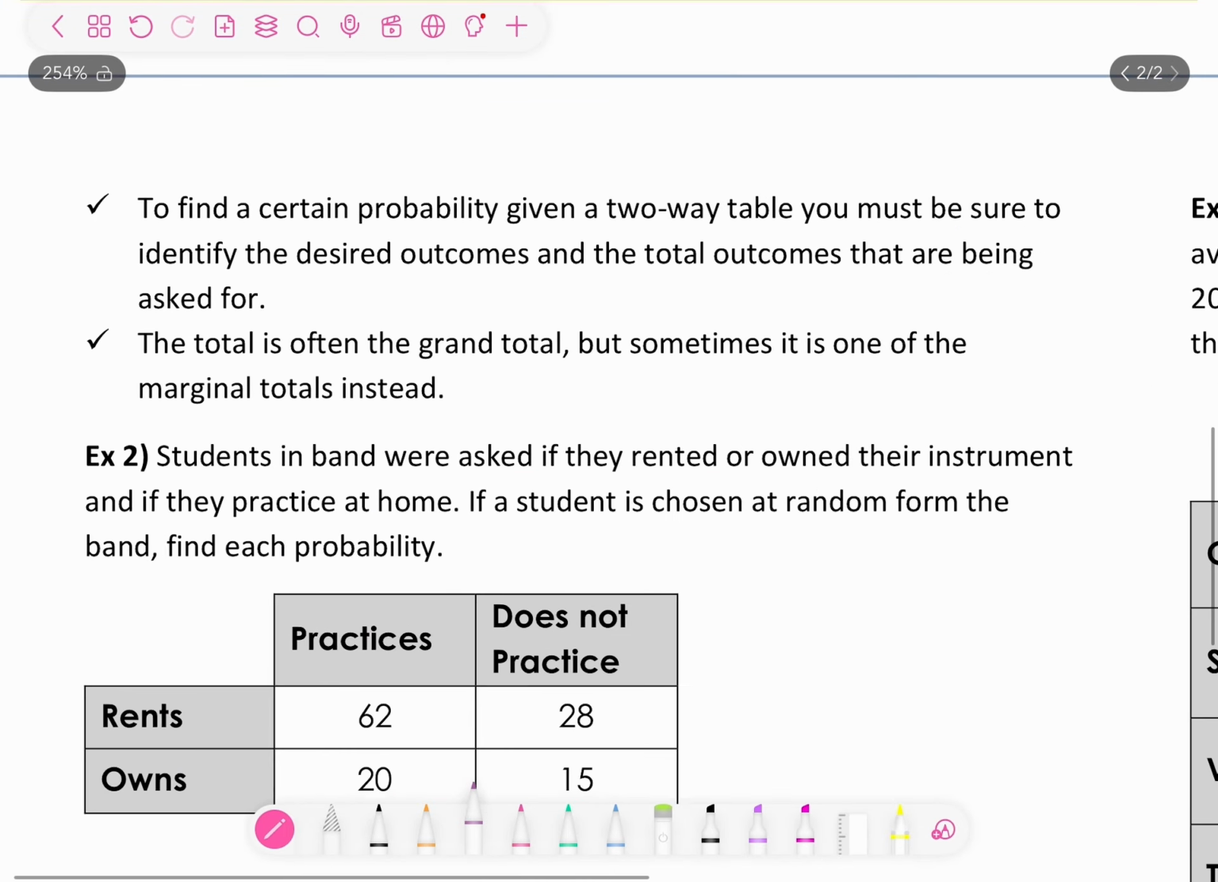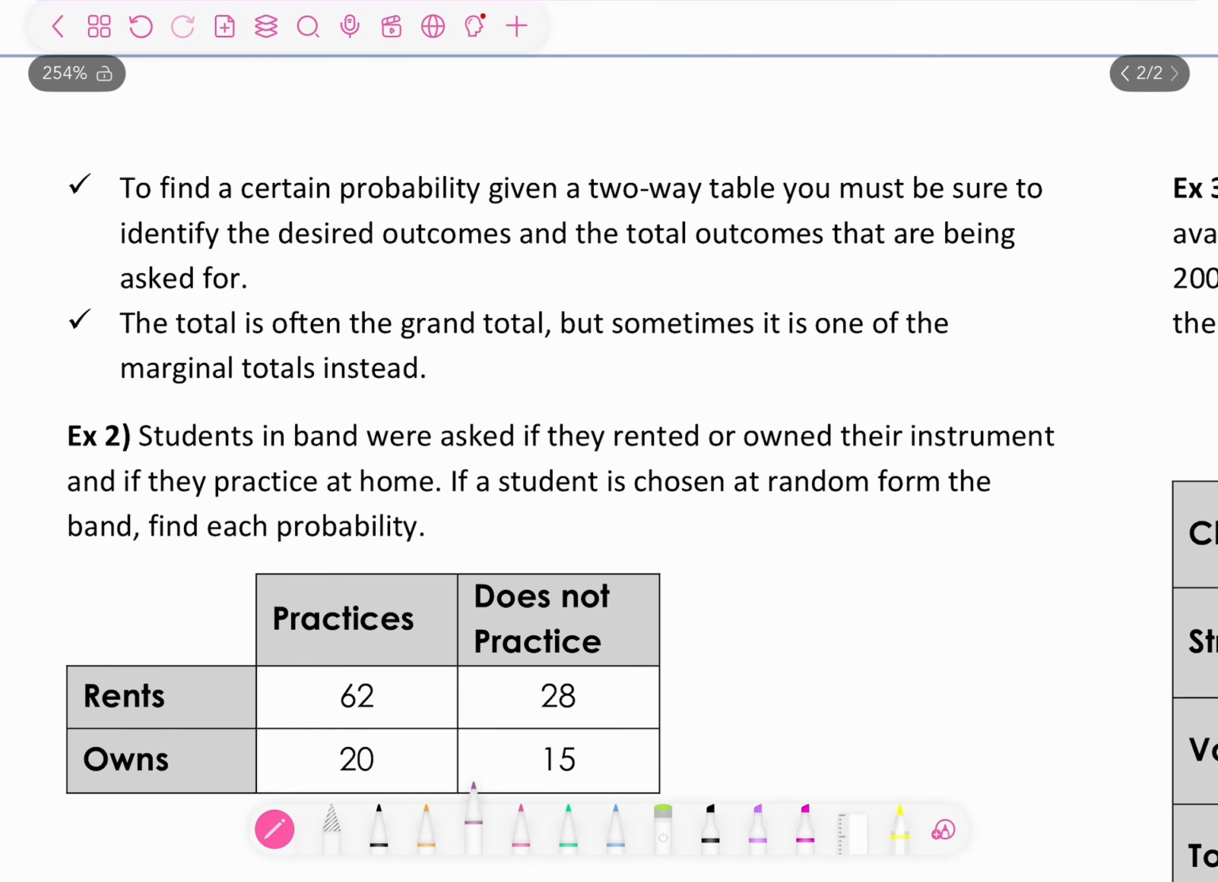All right, so moving on to the next page. It says, to find a certain probability given a two-way table, you must be sure to identify the desired outcomes and the total outcomes that are being asked for, right? So probability is always desired over total. And your total is often the grand total, but sometimes it's one of the marginal totals instead. It just depends on the way that things are worded.